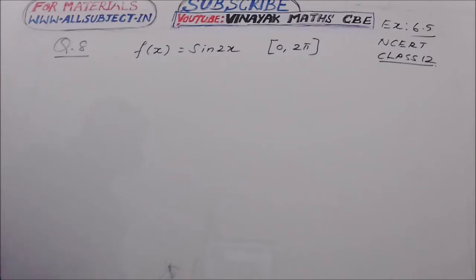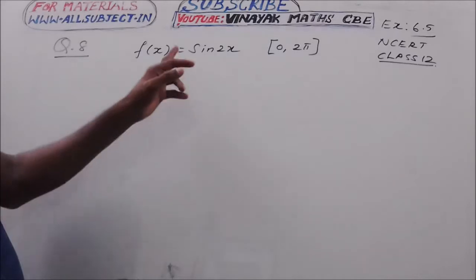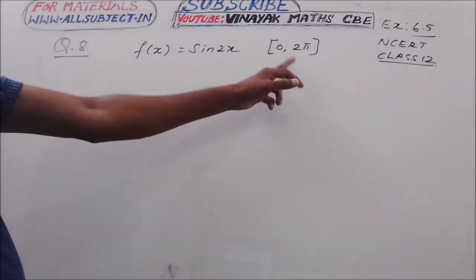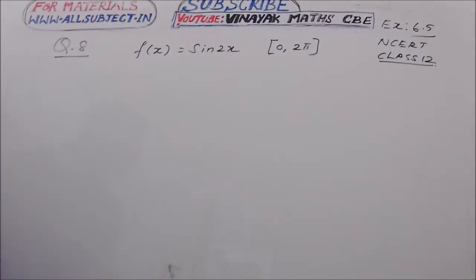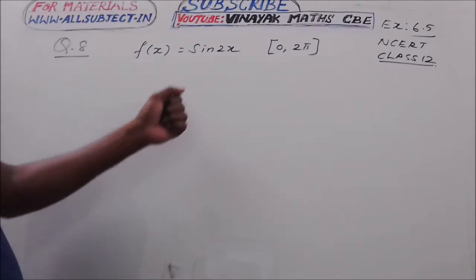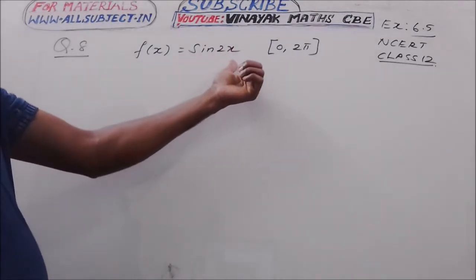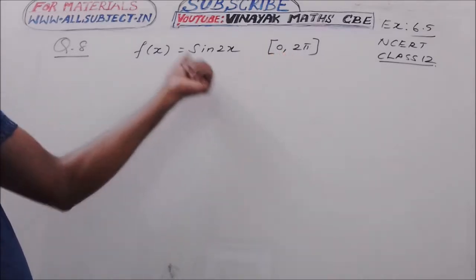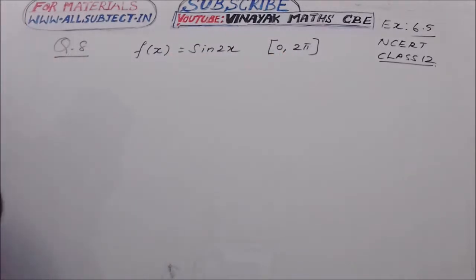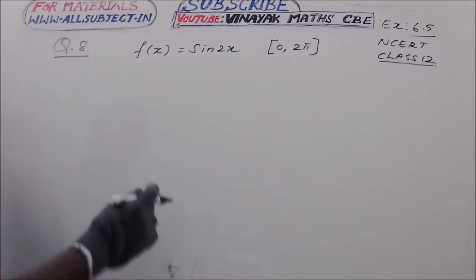We need to find the points at which the function attains its maximum. The points in the interval at which f of x is equal to sin 2x attains its maximum. If a function attains its maximum, we can find it as the absolute maximum. Listen here.